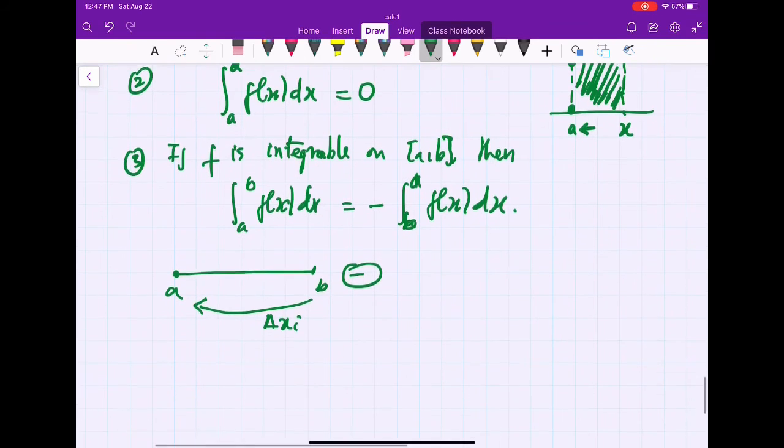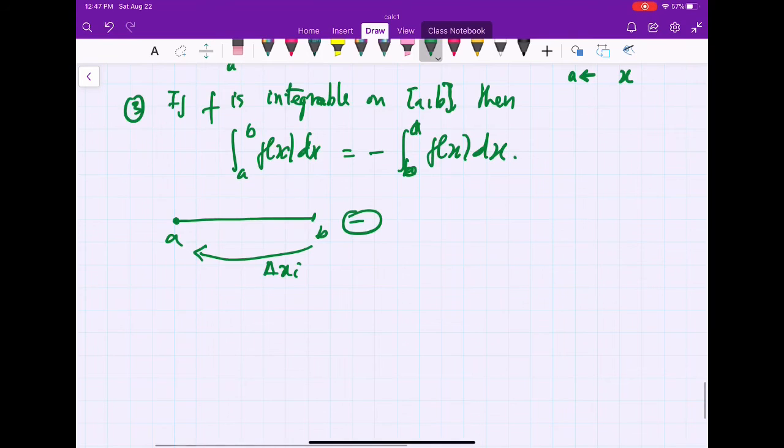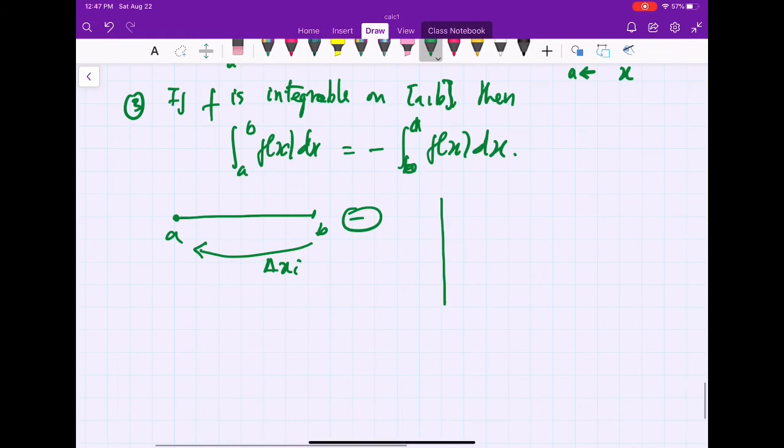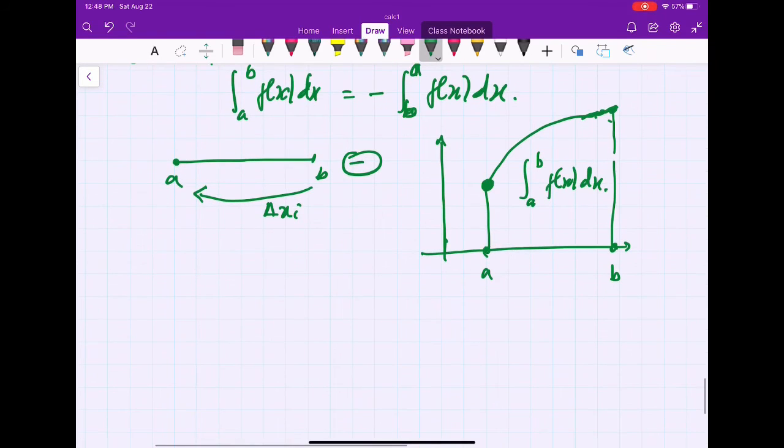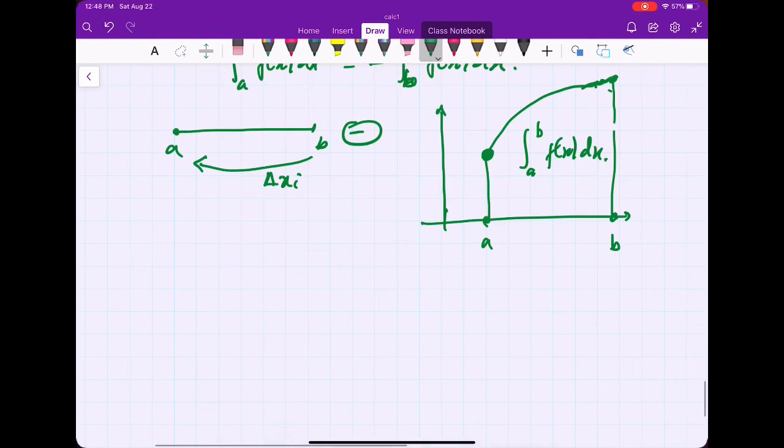But when you consider definite integrals as the area, this is an interesting observation. Suppose this is your function. The integral from A to B, that is the area of this region. So what does the integral from B to A mean? So you go this way.